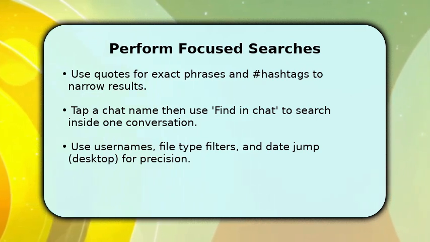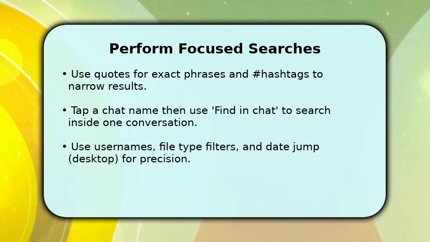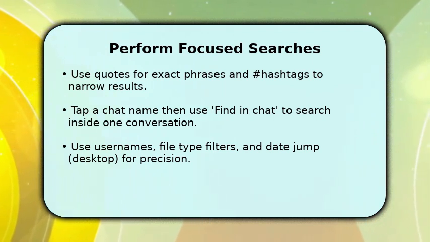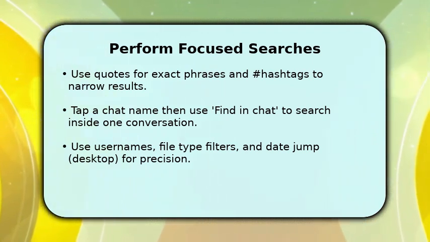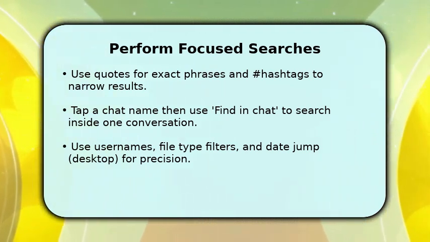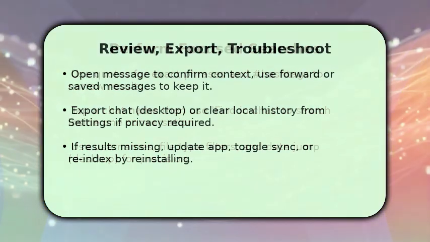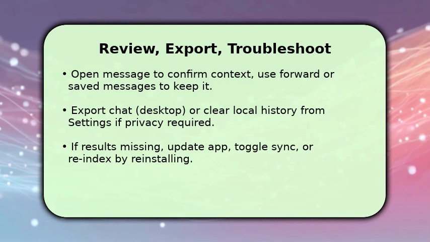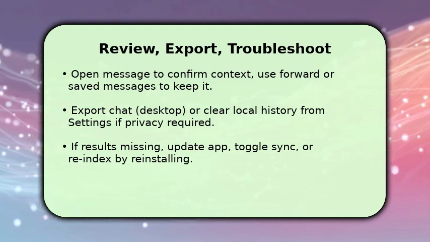On desktop, you can jump to a date or filter by media type. These options help you locate older messages much faster than scrolling manually. Now inspect the message result to confirm context. Once satisfied, forward it or save it to saved messages for quick access.